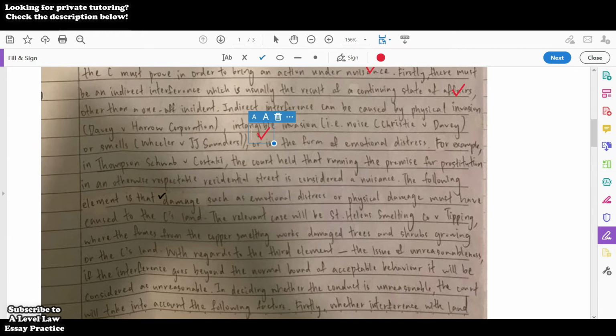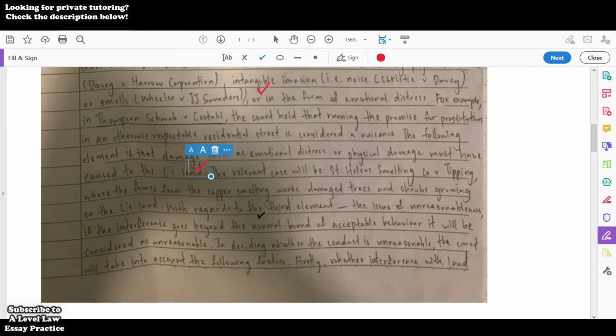The following element is that damage, such as emotional distress or physical damage, must have been caused to the claimant's land. No issue here. The relevant case will be St Helens Smelting v Tipping, where the fumes from the upper smelting works damaged trees and shrubs growing on the claimant's land. With regards to the third element.